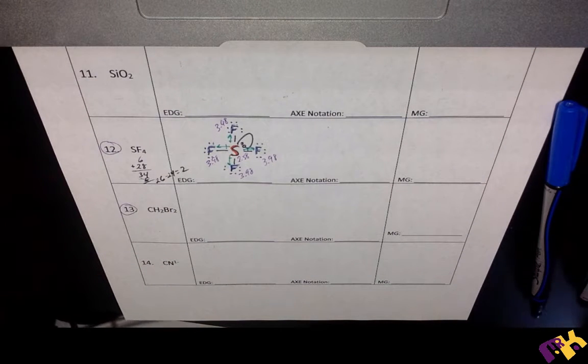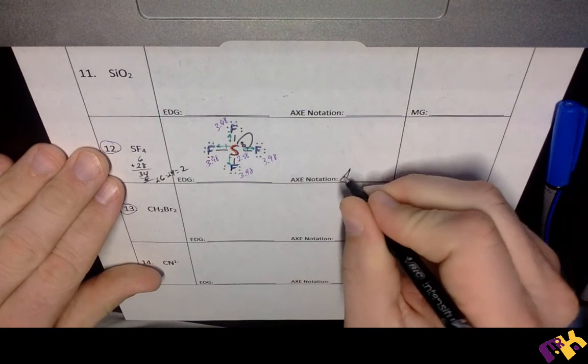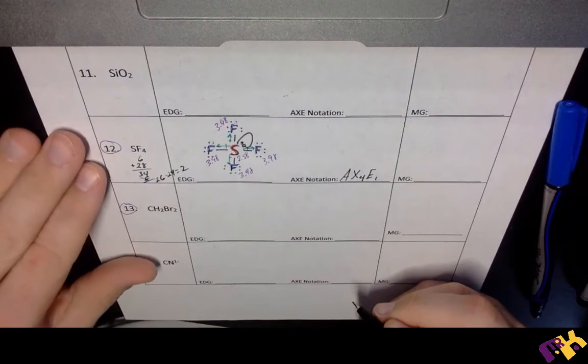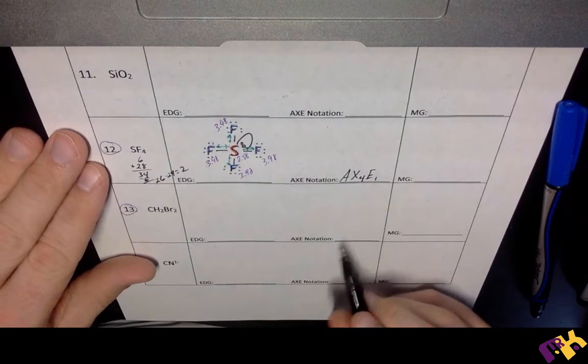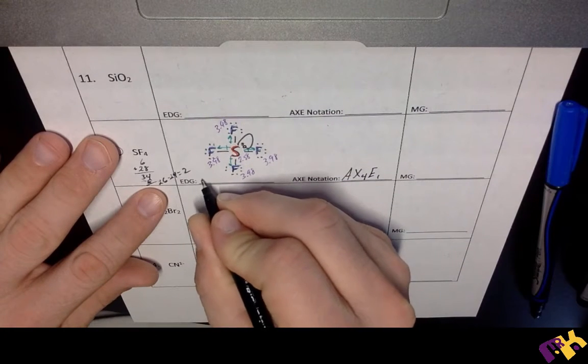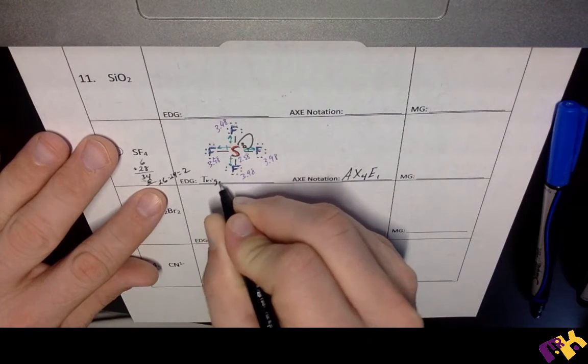Before we get too crazy about polar or nonpolar, we should do our geometries again. AXE notation, this will be an AX4E1. This would be 5 domains, so its electron domain geometry would be trigonal bipyramidal.